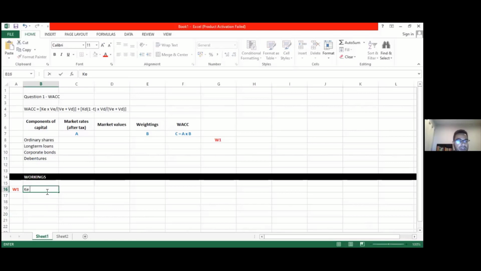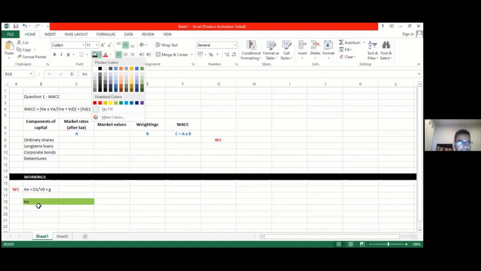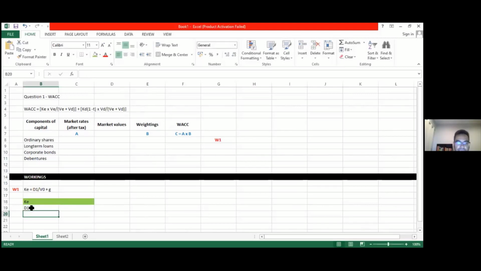So I'm going to say cost of equity equals D1 divided by value today plus growth. So that's my formula. So I need my growth rate. I'm going to highlight this in green. That's what I want. In order to get that, I need D1, I need the value of equity, and I need the growth rate. Okay, if I go back to the scenario, I'm going to show you, I'm going to just switch quickly.